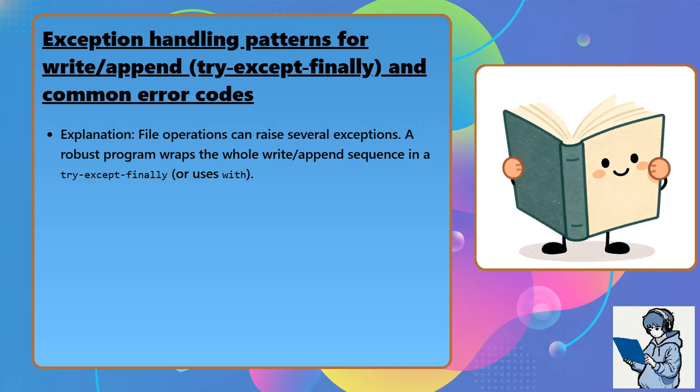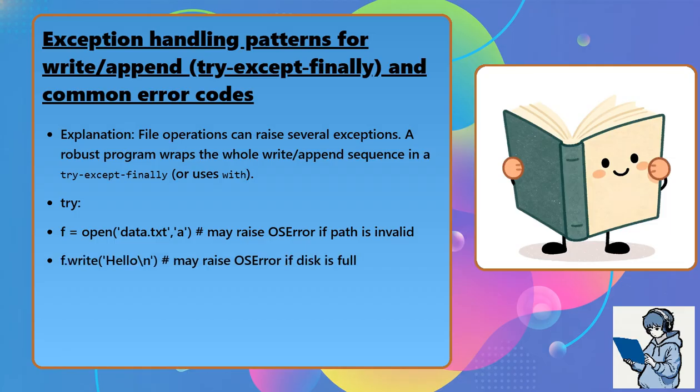Explanation: file operations can raise several exceptions. A robust program wraps the whole write/append sequence in a try/except/finally, or uses with. try: four spaces, f = open('data.txt', 'a'). May raise OSError if the path is invalid. Four spaces, f.write('hello\n'). May raise OSError if the disk is full. Four spaces, f.flush(). May raise OSError on hardware error.